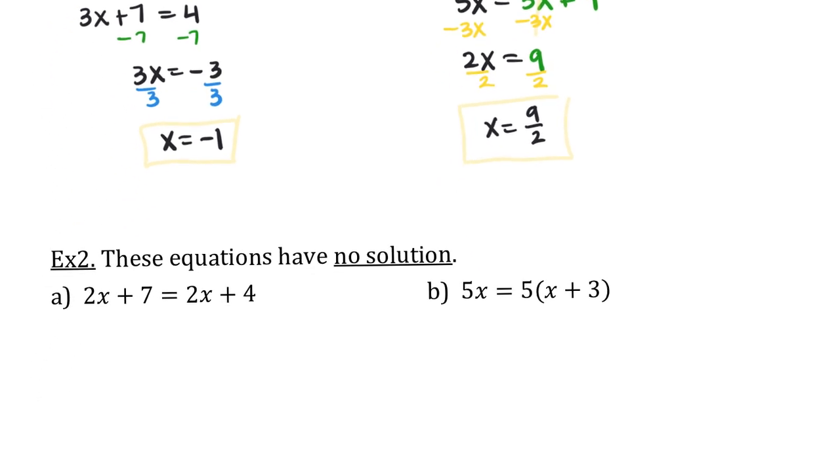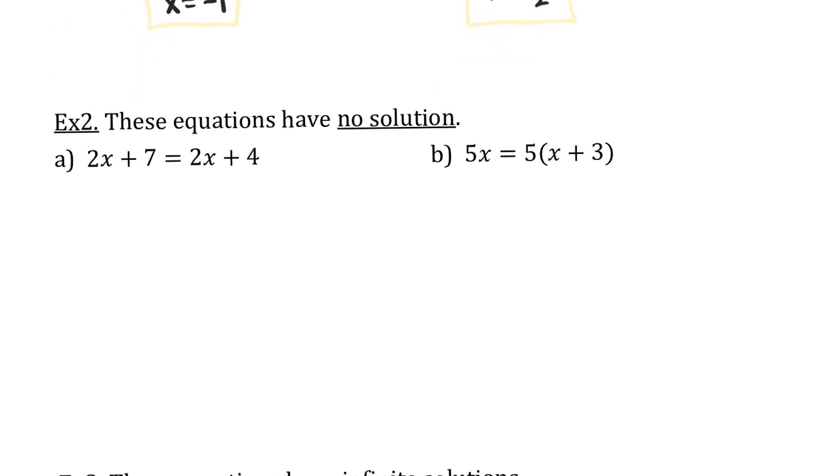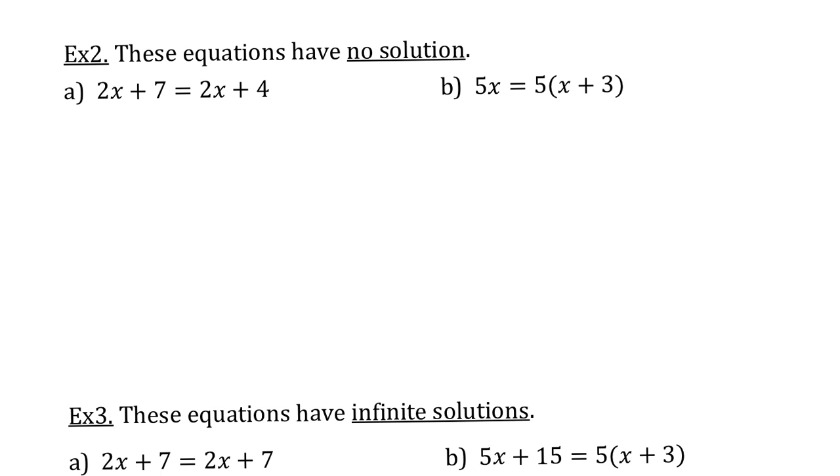Okay, now the next equations are going to have no solution. Now we don't know it's going to have no solution going in, so we solve it like normal until something happens to cause a problem. Okay, so I have 2x plus 7 equals 2x plus 4. There's x's on both sides, so I'm going to cancel the x's off the right side. Since it's a positive 2x, I'll minus 2x, and do the same thing on the left side.